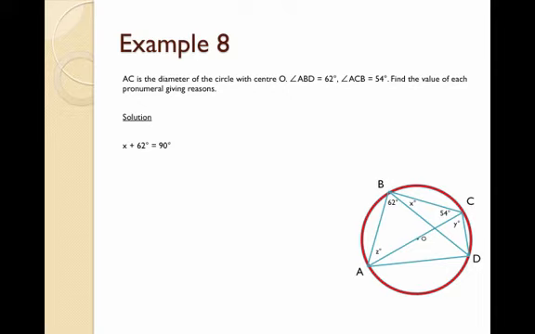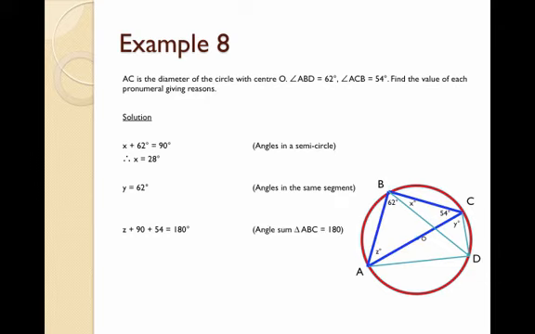I start my proof by saying that x and 62 degrees equal 90 because they are angles in a semicircle. Therefore, x equals 28 degrees. I can also say that y is 62 degrees because it is an angle in the same segment as angle ACD. Finally, I state that z plus 90 plus 54 is 180 degrees, and I can say that because the angle sum of a triangle ABC is 180. Therefore, z is 36 degrees.